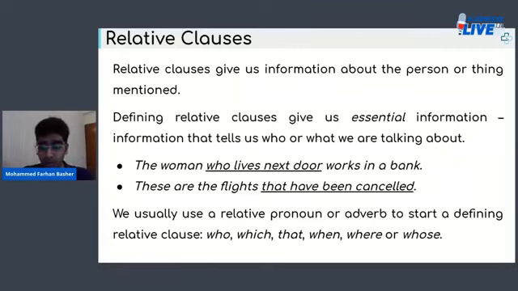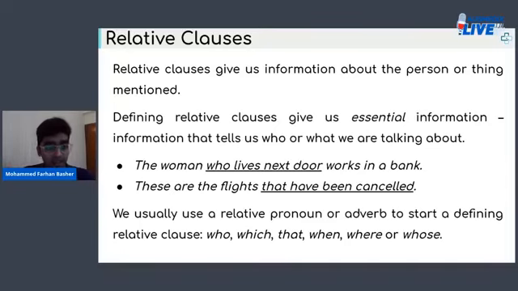So you have to come up with essential information here. And how do you insert that piece of information? You do so with the help of a relative clause. For this particular sentence, the relative clause is who lives next door. So the woman who lives next door works in a bank. So the relative clause in this sentence is who lives next door. Okay? What about the following sentence?